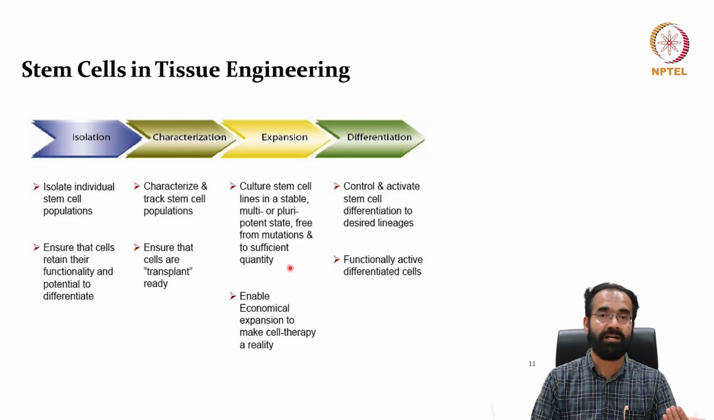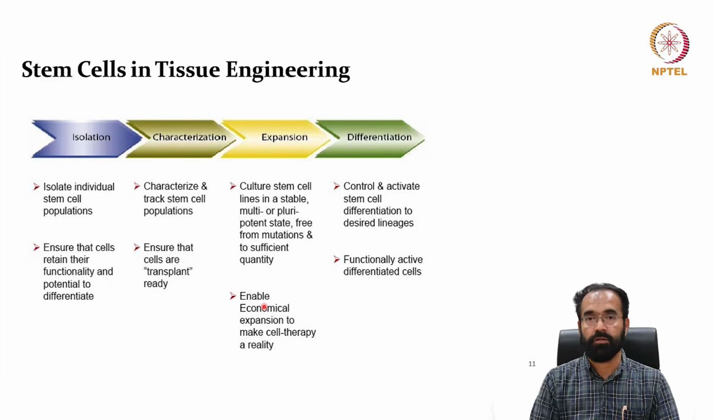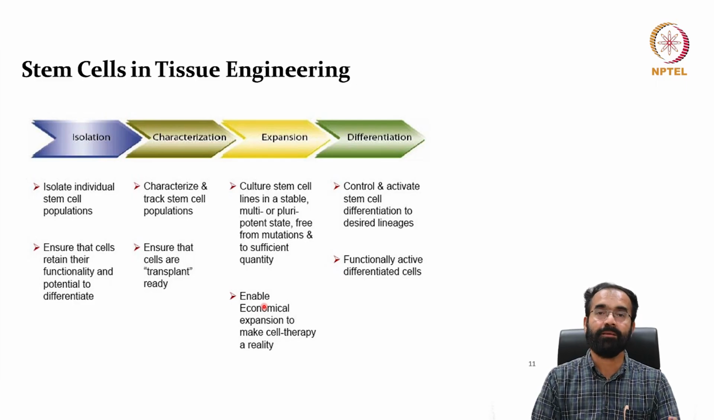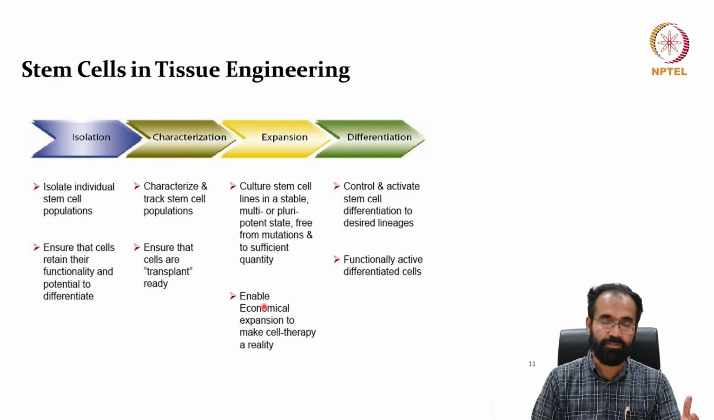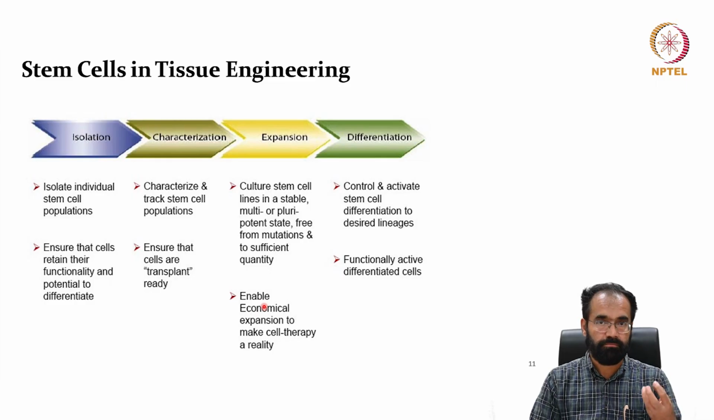You cannot do a stem cell transplantation with 5 cells. You need whatever it takes for the target tissue you are going to push into. It should have that much good quality number, thousands, millions, like that. Enable economical expansion to make cell therapy a reality. Say this expansion requires some $10 million or 100 crore rupees. No patient will be able to afford that. So a therapeutic approach should consider that it should be viable, and it should allow people to handle that economic burden behind it.